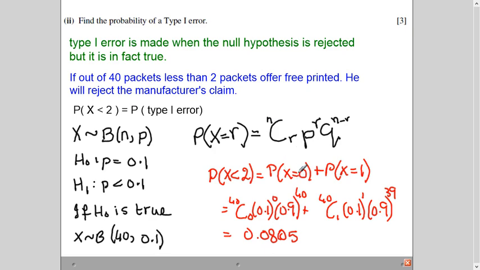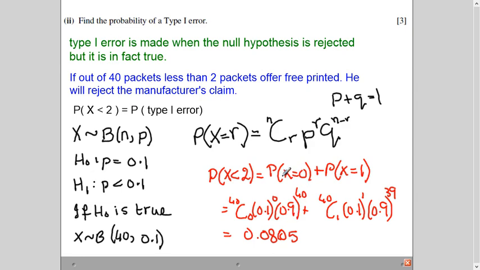My r in this case is 0. P is 0.1, power r, so it is power 0. And q is, you must know, p plus q equals 1, right? So this is how I have calculated q: 1 minus 0.1 is 0.9, power 40.